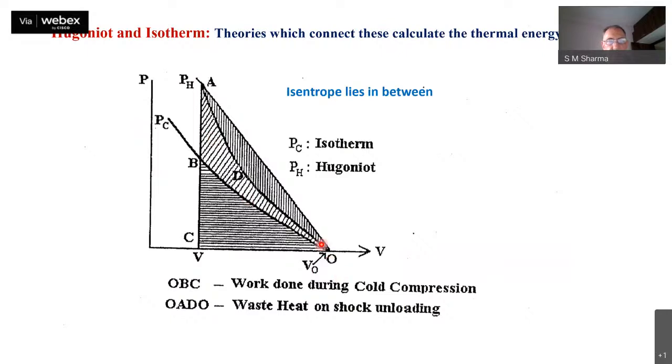So this ODABO kind of curve is what contributes to the difference between these two states. Infinity OBC is the cold work which is done under the isothermal compression, and OB and OAD, this part, is the heat based on shock loading. Yeah, that's the heat which gets thrown out.